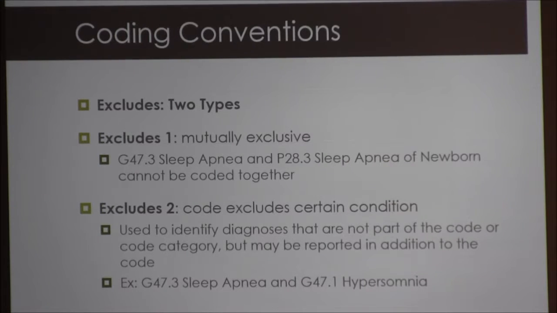There are 2 types of exclusions. Excludes 1 is mutually exclusive. You can't bill for sleep apnea G47.3 and sleep apnea of a newborn P28.3. You have to be specific about which one you're billing for. They can't be coded together, mutually exclusive. And then the second one is that the code excludes a certain condition. So this is used to identify a diagnosis that's not part of the code or the category code, but it can be reported in addition. So sleep apnea, G47.3, hypersomnia, G47.1, those two things can occur together.